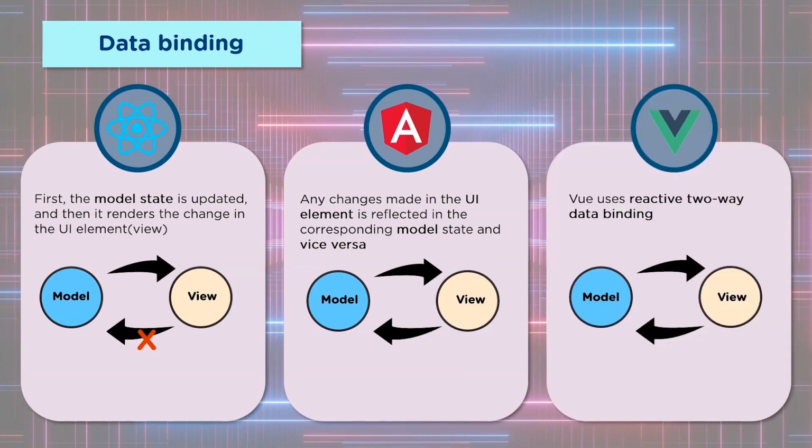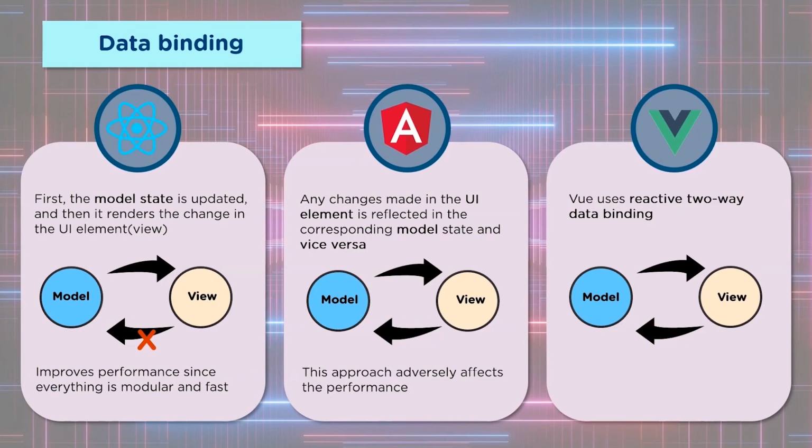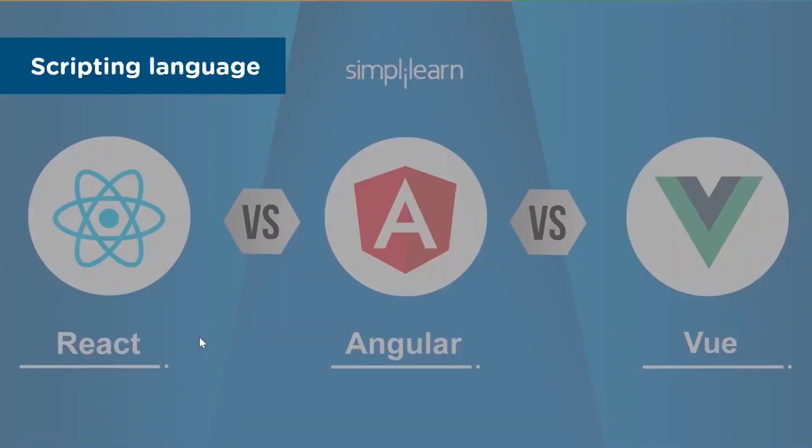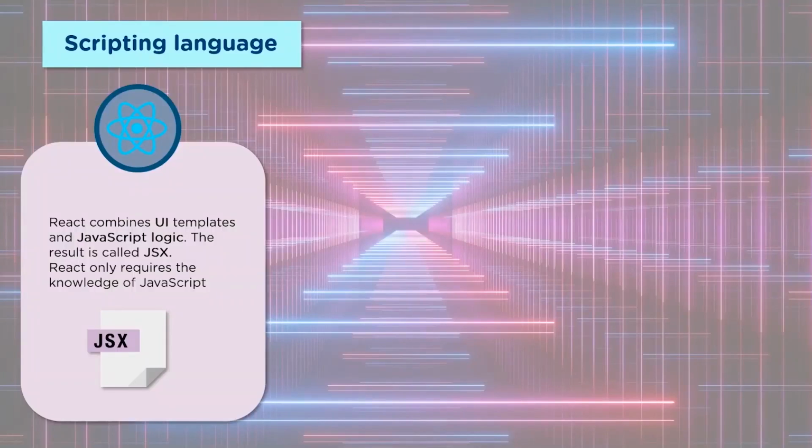Now this hugely influences the performance. Due to one-way data binding, React is modular and fast, improving the performance. Angular's two-way data binding adversely affects the performance. And Vue, on the other hand, performs according to the input type. Moving on to scripting languages, React combines UI templates and JavaScript logic, resulting in a new language called JSX. So React only requires the knowledge of JavaScript.